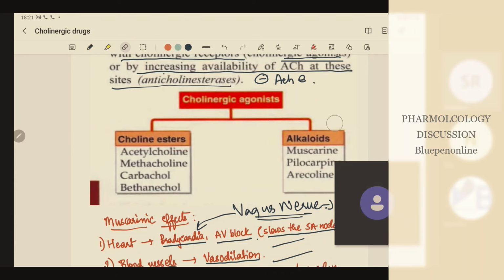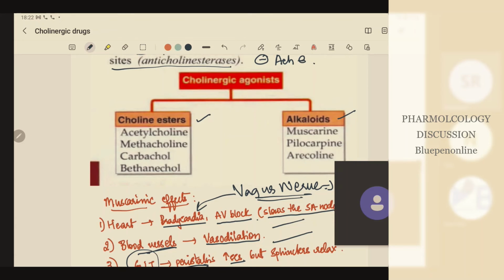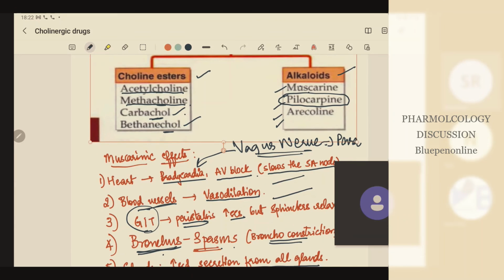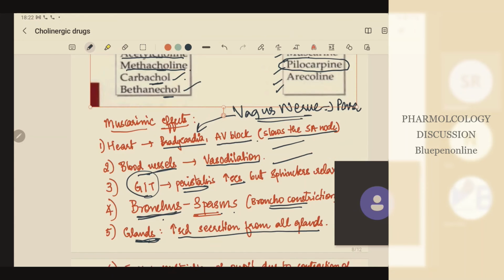Okay. So the first group of drugs is cholinergic agonists, which are divided into choline esters and alkaloids. You don't need to memorize all this separately; you can just memorize it together. So the first one is our simple acetylcholine. Next is methacholine, carbachol, bethanechol. All have this "col" in them. That's how you have to remember. Acetylcholine, methacholine, carbachol, bethanechol. Alkaloids are muscarine, very, very important pilocarpine, then arecoline. So these are choline esters and alkaloids which go and act just like acetylcholine at the neuromuscular junction.